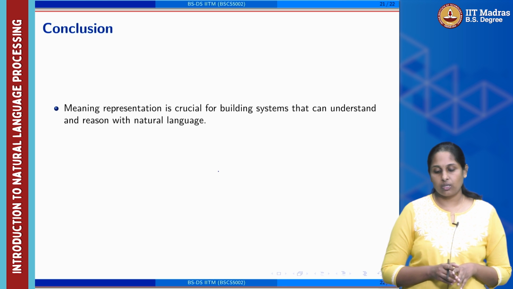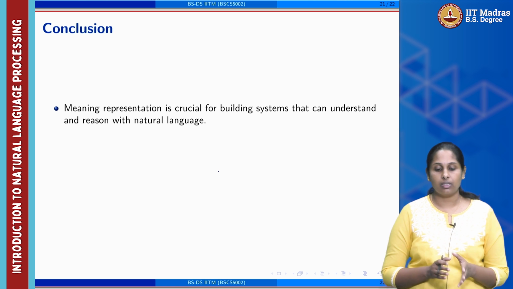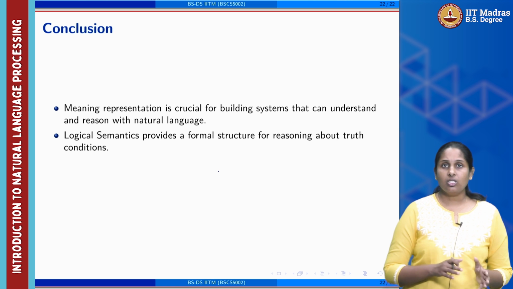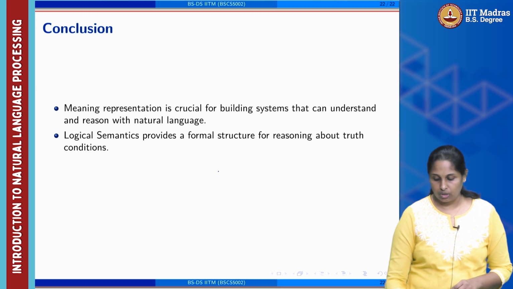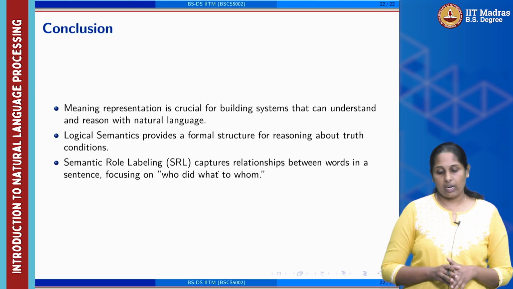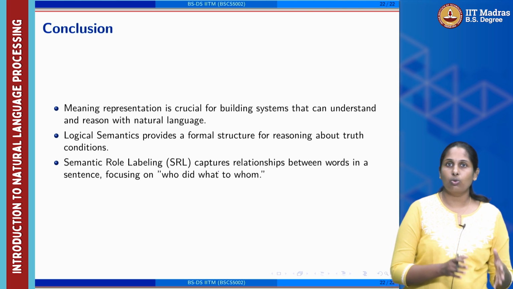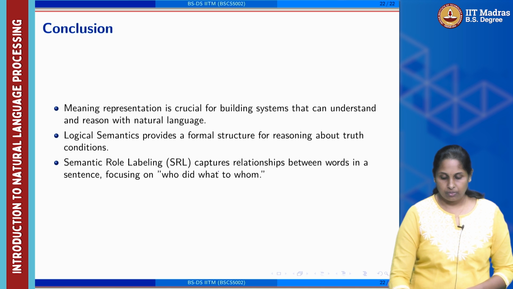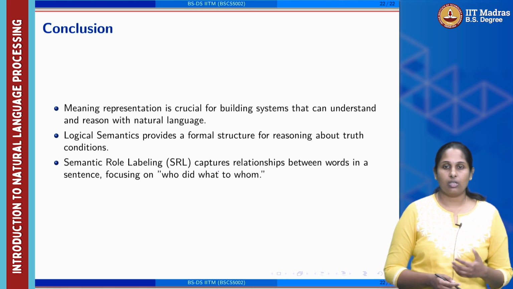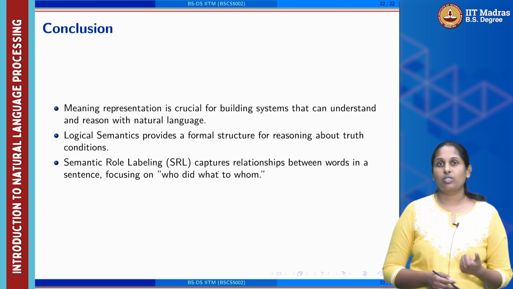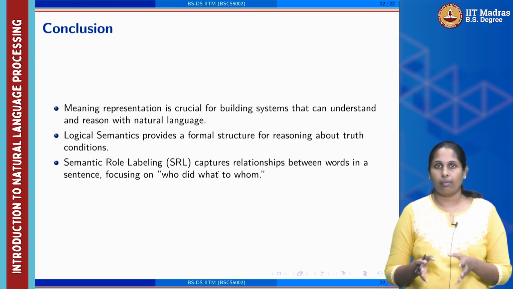Now, meaning representation is crucial for building systems that can understand and reason with natural language. Logical semantics provides a formal structure for reasoning about truth conditions. Semantic role labeling captures the relationship between words in a sentence, focusing on who did what to whom. So using semantic role labeling and logical representations helps us in understanding the sentence and its whole meaning in the NLP paradigm. Thank you.